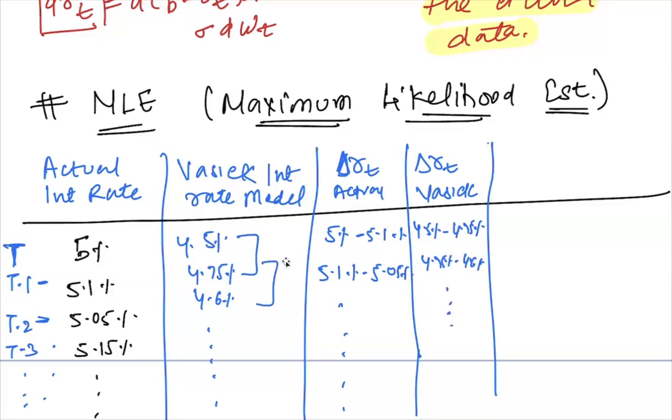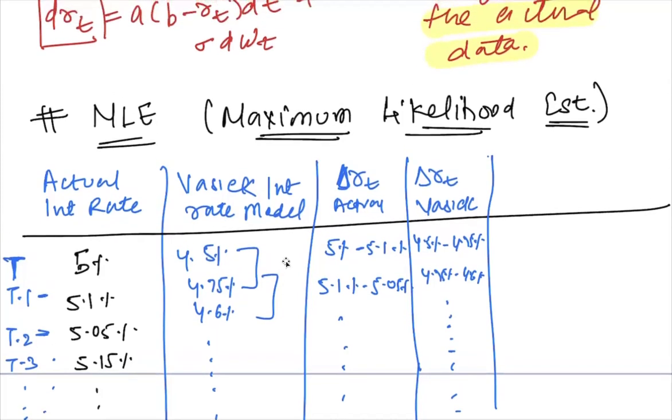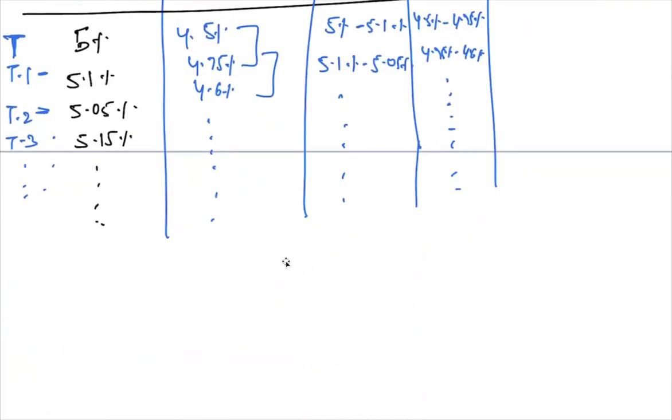So on, you'll calculate the change in interest rate. This is the very first step. So you have the actual interest rate, you have the Vasicek interest rate model. So the first step is to calculate the change in actual interest rate and the change in interest rate through the Vasicek model. Let's say this is step one.